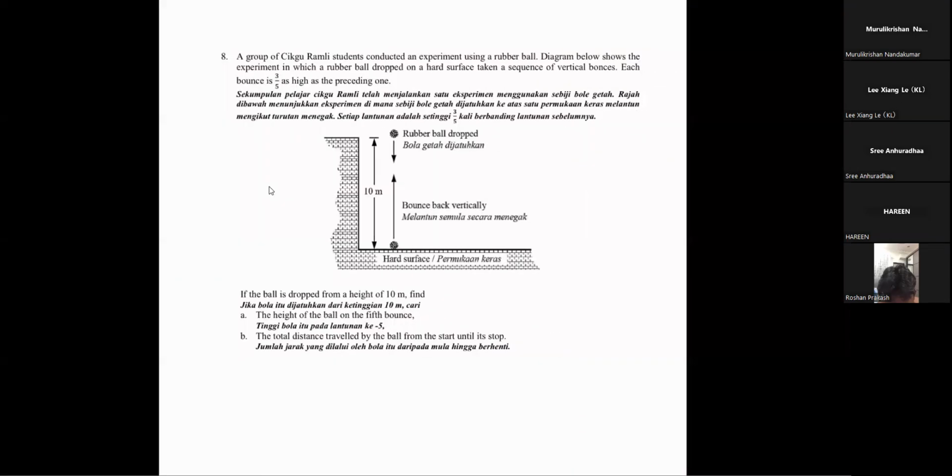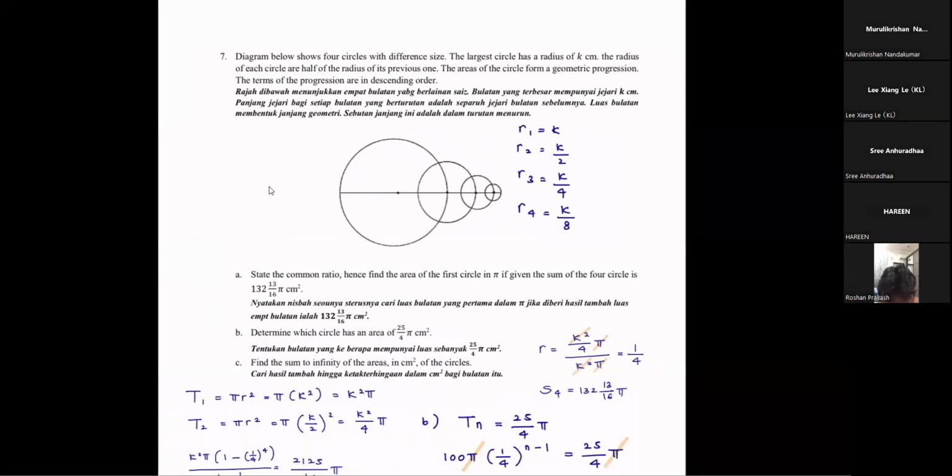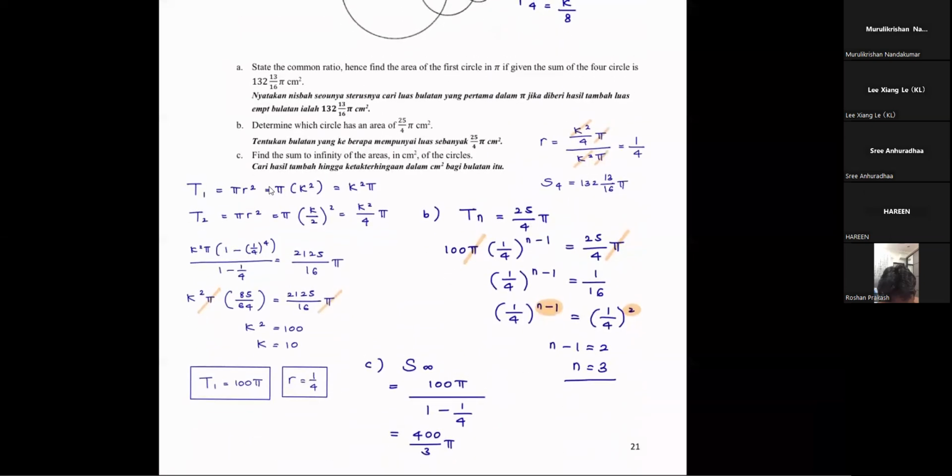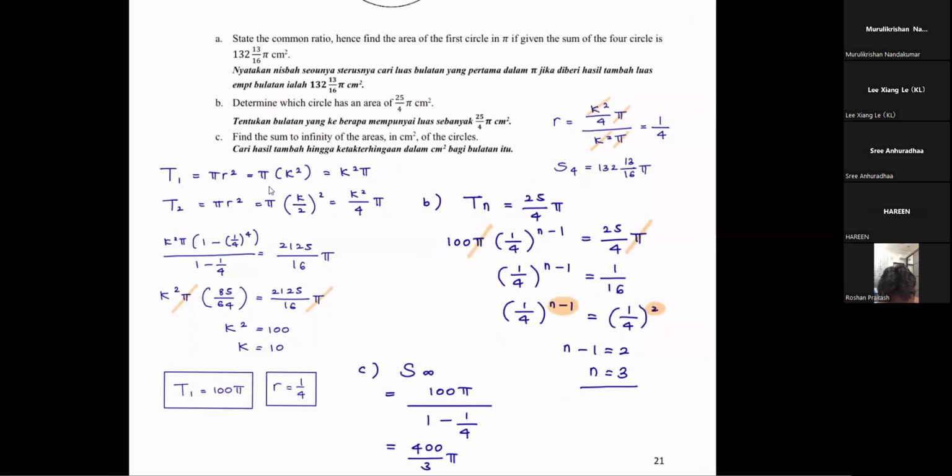So wait, let me check last one. Habis lah last one. Progression last one. Okay, bersabar kelas. Okay, done.